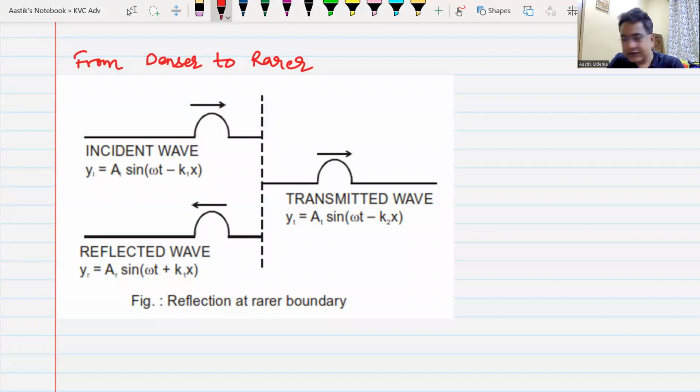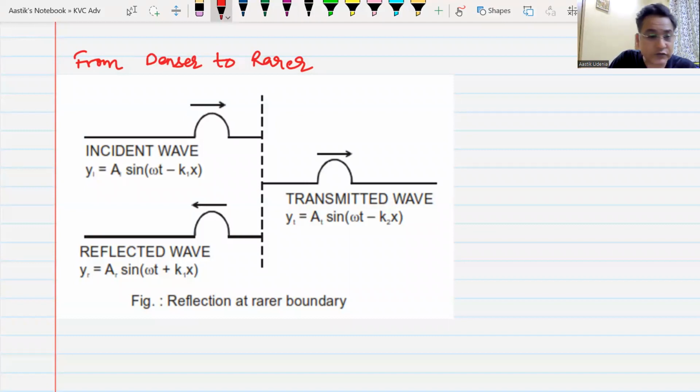Well done. Then there are two unknowns here, as you can see in the diagram. This is AT and there is AR. There must be a relation between AT and AR. Yes or no? Yes, sir. The only thing that is known to you is the amplitude of the incident wave. Yes or no? So everything should be known in terms of the amplitude of the incident wave. Yes or no? Yes, sir.